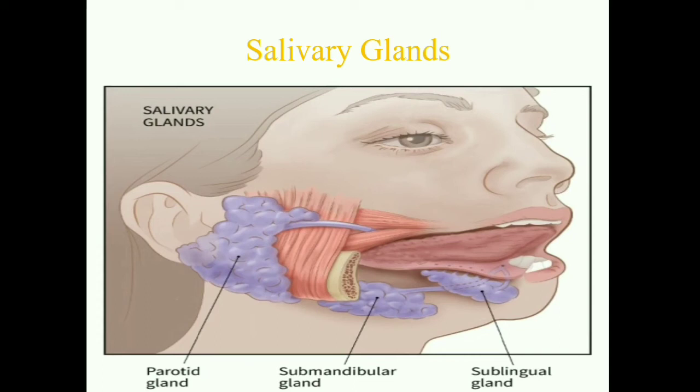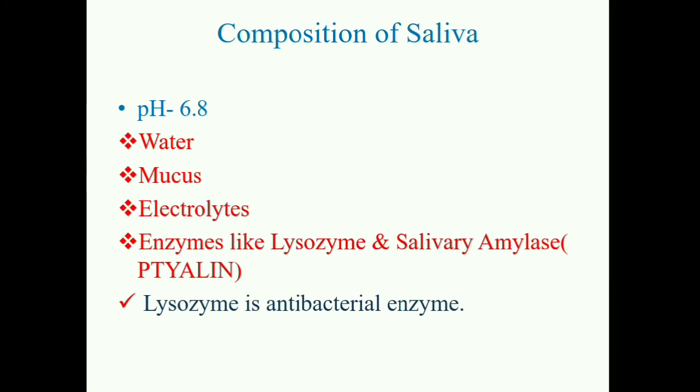There is a gland, the parotid gland, the largest salivary gland, near the ears on the sides of the face. Then the sublingual gland is present below the tongue, and the submandibular, also called submaxillary, is present at the angle of the lower jaw. So we have 3 pairs of salivary glands: parotid, sublingual, submandibular or submaxillary, and all these glands are releasing saliva. Saliva is a digestive fluid with pH 6.8, that is somewhat neutral or you can say slightly acidic.